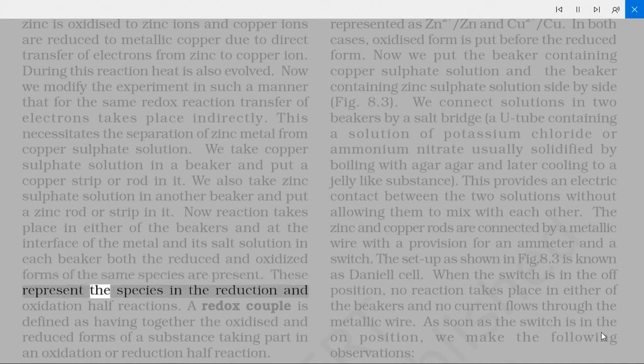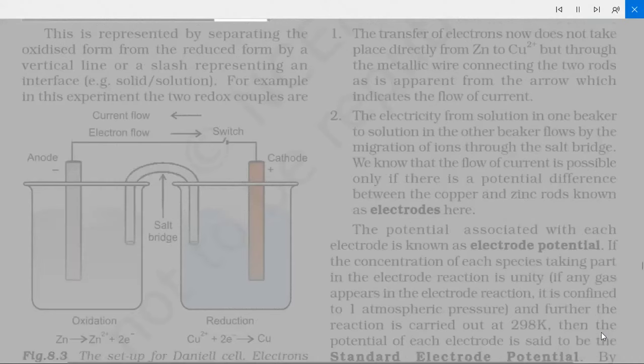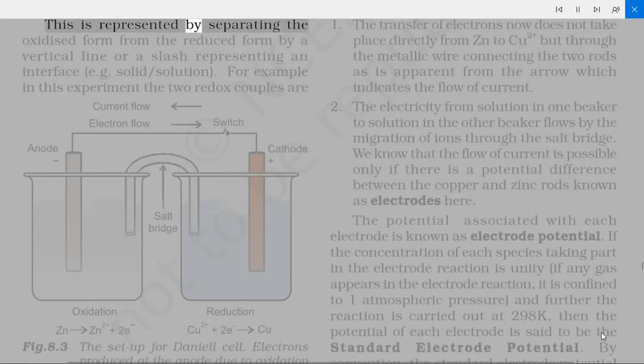These represent the species in the reduction and oxidation half reactions. A redox couple is defined as having together the oxidized and reduced forms of a substance taking part in an oxidation or reduction half reaction. This is represented by separating the oxidized form from the reduced form by a vertical line or a slash representing an interface, e.g. solid/solution.